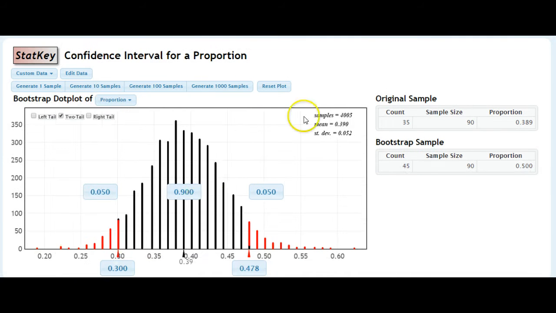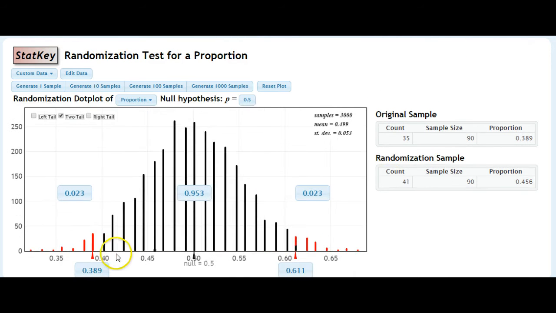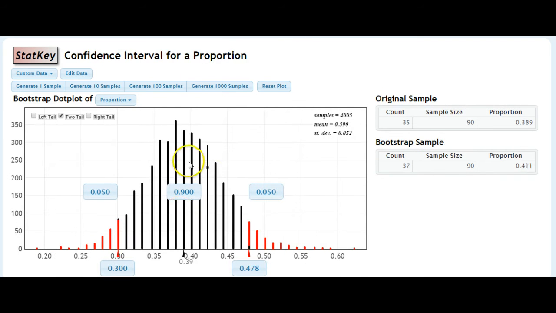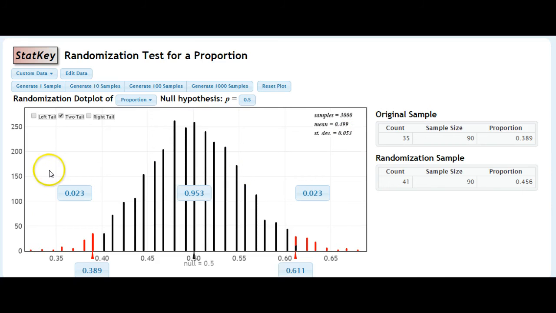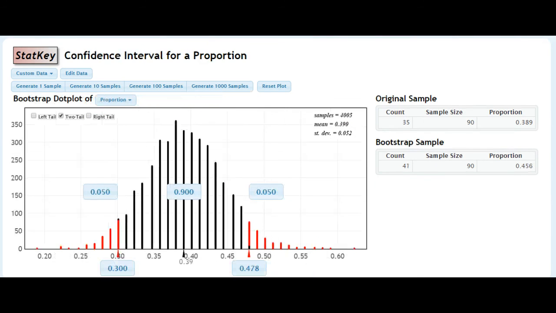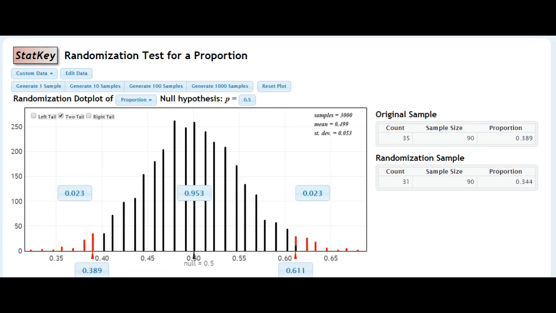So with the confidence intervals, I set the part of the curve that I want to keep in the middle, and then I get my endpoints. Here, I set my endpoints, and I get what fraction of the curve is left out on the ends. In the confidence interval, I'm focusing on the middle percent. On the hypothesis test, I'm focusing on the ends. So hopefully that gives you a few different things to compare and contrast between a confidence interval and a hypothesis test.